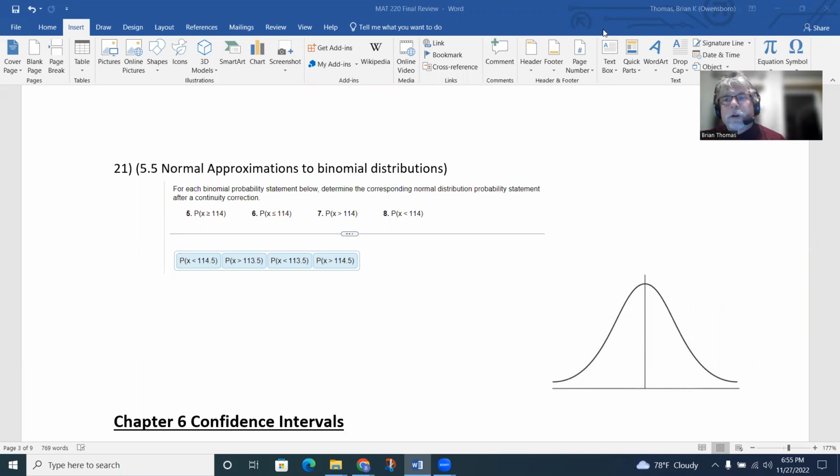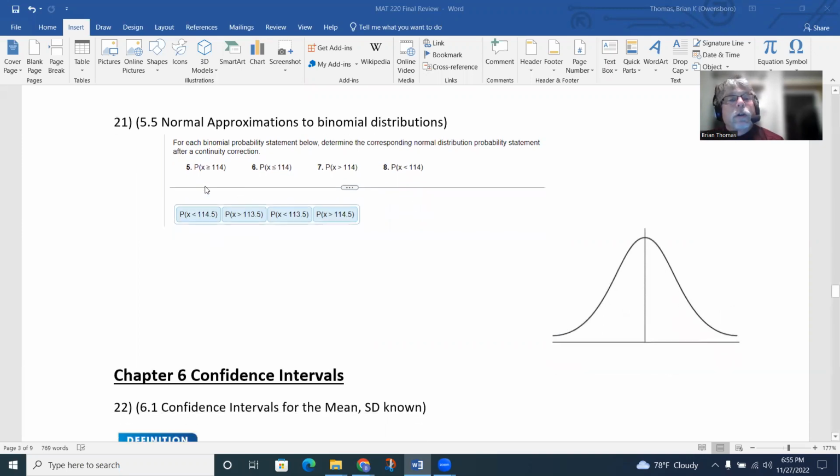So moving into the next part, this is question 21, from chapter 5, section 5, normal approximations to binomial distributions. For each binomial probability statement below, determine the corresponding normal distribution probability statement after a continuity correction. Remember, when we do the normal curve, we have to have just inequalities. This first one, the probability has got to be greater than or equal to 114.